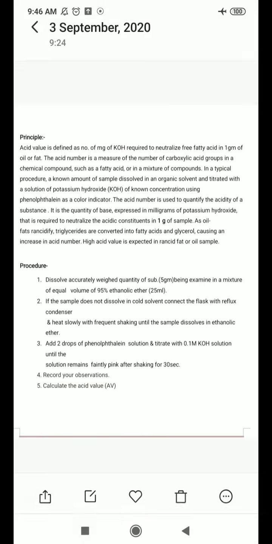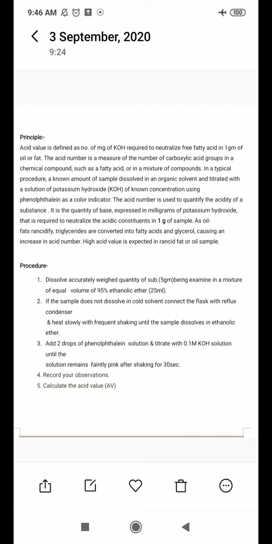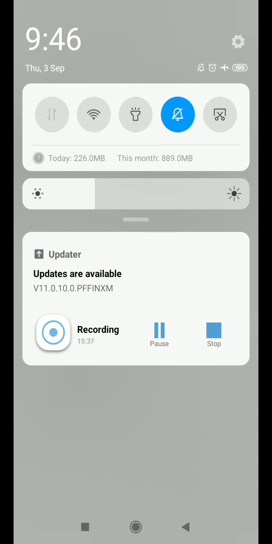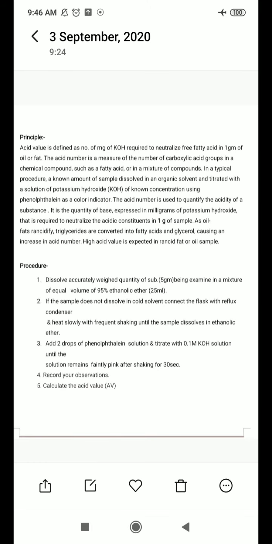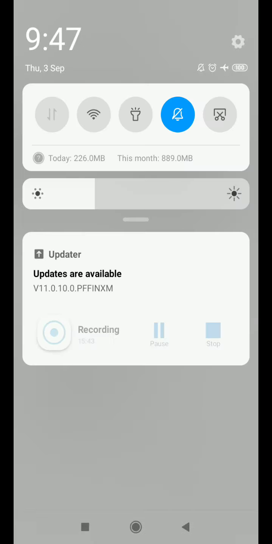After dissolving the complete sample in the solvent, you take that RBF. In the RBF you add 2 drops of phenolphthalein indicator, and this solution should be titrated with 0.1 molar KOH solution until the solution contained in the RBF becomes pink in color. Record your observation and calculate the acid value. Recording your observation means you take the reading of how much 0.1 molar KOH was consumed to get that pink color.